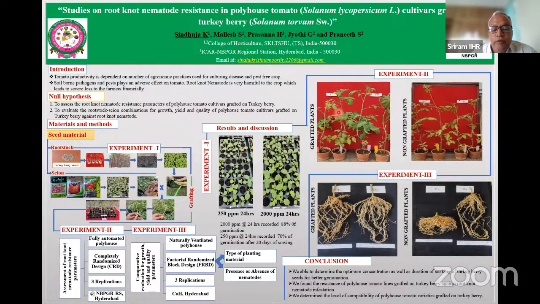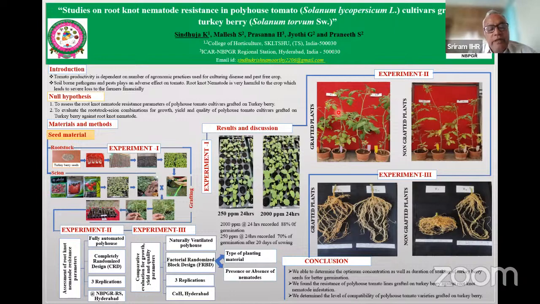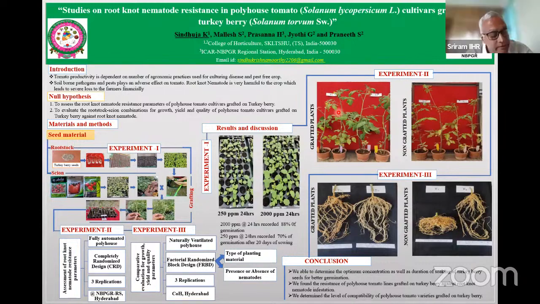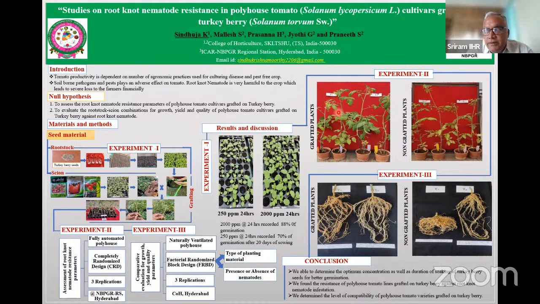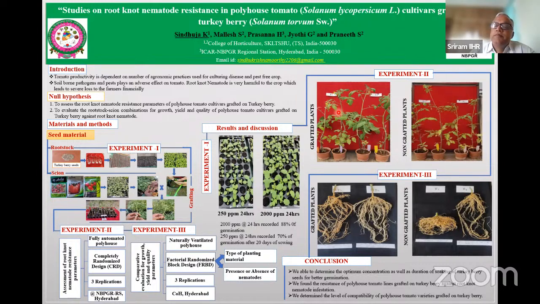Sindhuja, I have 2 queries. What was the stage of the nematode used for inoculation? Root knot infective juveniles we used. Which stage of juveniles did you use for inoculation? Sir, actually, already infested nematode soil we used. What was the population then? Sir, for 200 cc soil, we used 200 nematodes.